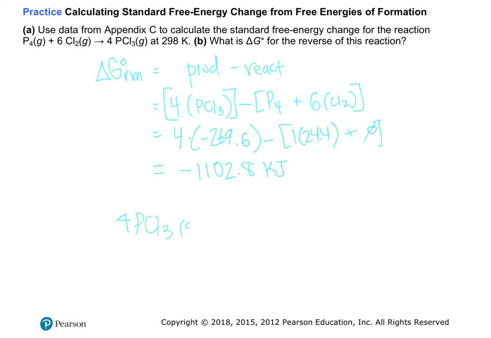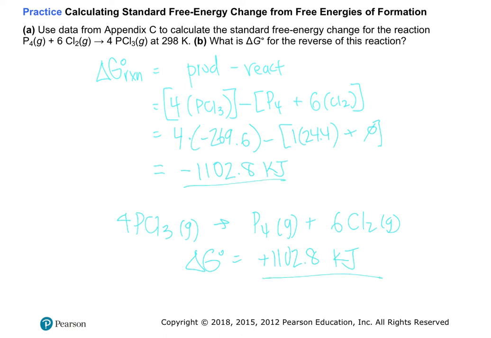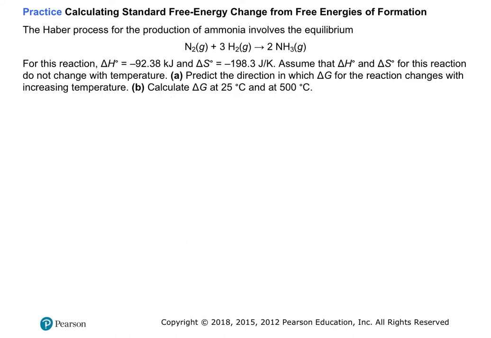If we have the reverse reaction where we have 4 PCl3 gas goes to phosphorus gas plus 6 chlorine gas, then our delta G for this reaction is positive 1102.8 kilojoules per mole, and that would be non-spontaneous where our original reaction is spontaneous.